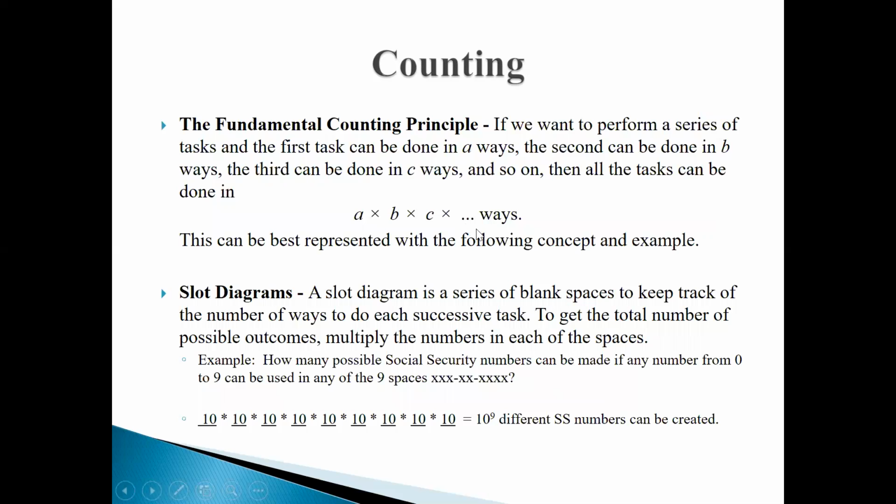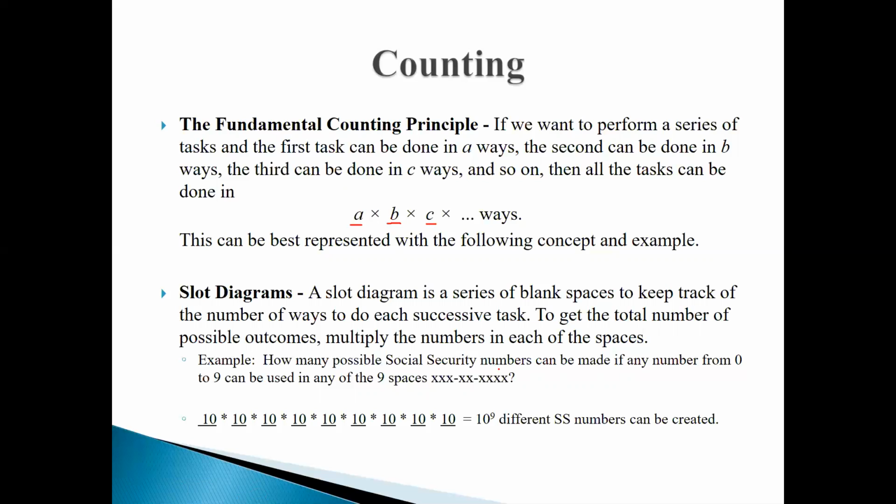And so this really is best represented with kind of a pigeonhole plot. And so this is using slot diagrams. Some people call it slot diagrams, some call it pigeonholing. A slot diagram is a series of blank spaces to keep track of the number of ways to do each successive task. So to get the total number of possible outcomes, you multiply the numbers in each of the spaces. All right, so up here, that would be a space, that would be a space, and that would be a space, and so on down the row. And all we're doing is multiplying what's in each space.